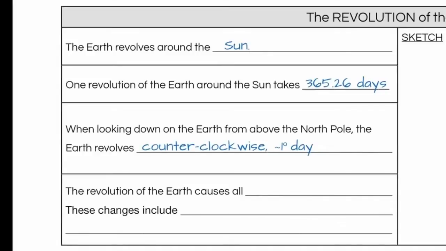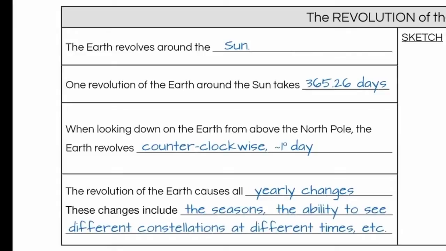Now, the revolution of the Earth has some major impacts on us, and these include all yearly changes. So if you think to yourself of any things that happen over the course of a year, any cycles that change yearly, most likely they can be traced back to the Earth's revolution. The most obvious example are the seasons. We know we go through a full cycle of seasons every year, so they are caused, at least in part, by the Earth's revolution. Another interesting change is the ability to see different constellations of stars at different times. If you go outside from New York in the winter, you will see the constellation Orion, but in the summer, it's not visible as the Earth has moved.